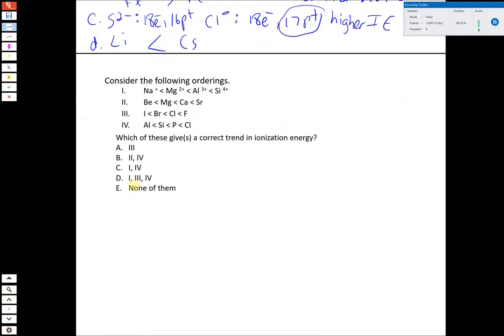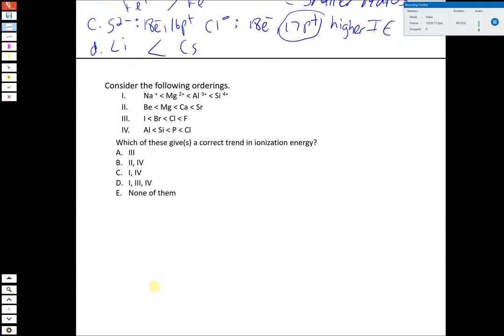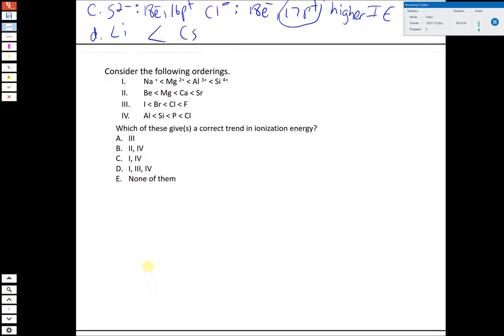All right, next one is also closely related to this. Last one that was a request from a student. Consider the following ordering. So we're going from smallest to biggest. We want to know which of these gives a correct trend for ionization energy. So again, we're dealing with ionization energy. Now these problems are difficult because we have 4 statements to sift through and figure out which combination of them is correct and incorrect and all that stuff. It is helpful to take them one at a time, and if you're very sure about one, look at answer choices that help you eliminate those.